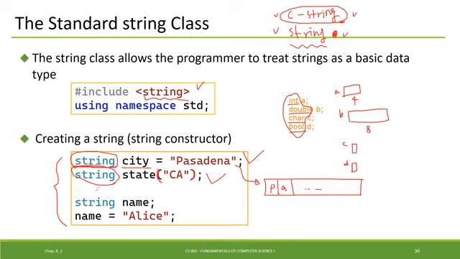Look at this one. This is also okay. So there are three ways to create a string. Look at this. At first I create just a string name, and then I create the actual data and save it in name. Do you remember this?